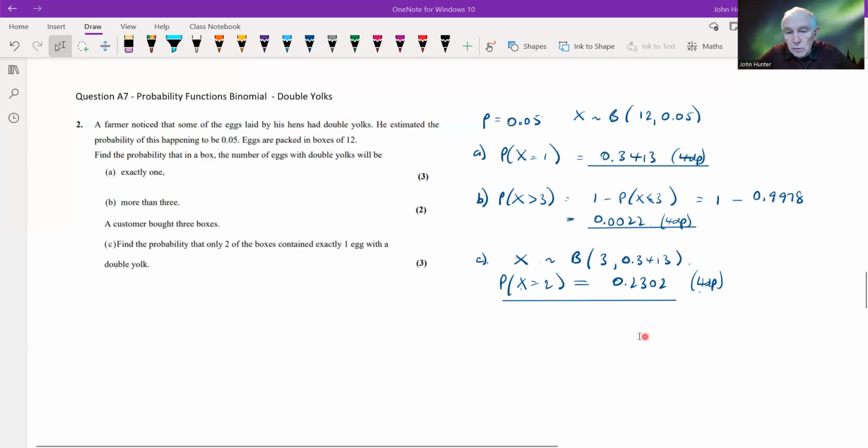So again, we're just going to enter those values into the binomial probability, and that's going to yield us a value of 0.2302. So that is the probability that exactly 2 of the boxes contained exactly 1 egg with a double yolk. Okay, so I think that helps illustrate how we use the binomial.